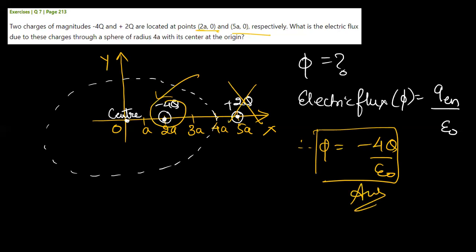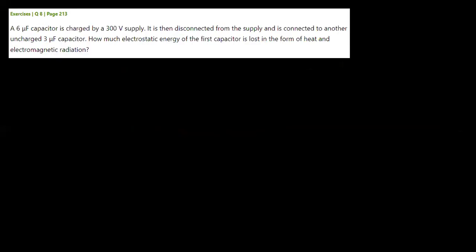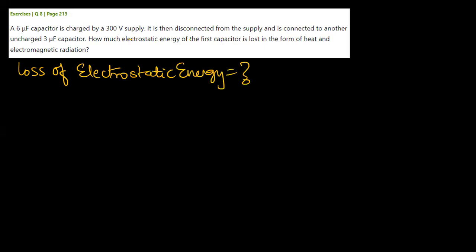That's it. A 6 microfarad capacitor is charged by a 300 volt supply. It is then disconnected from the supply and then connected to another uncharged 3 microfarad capacitor. How much electrostatic energy of the first capacitor is lost in the form of heat and electromagnetic radiation? So loss of electrostatic energy is what you are supposed to find.